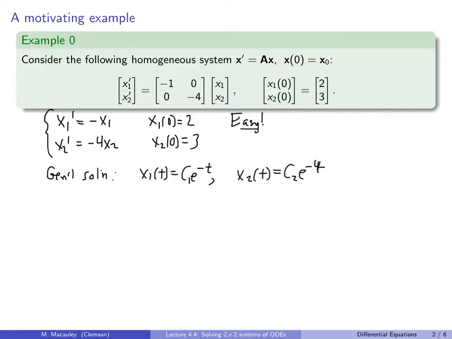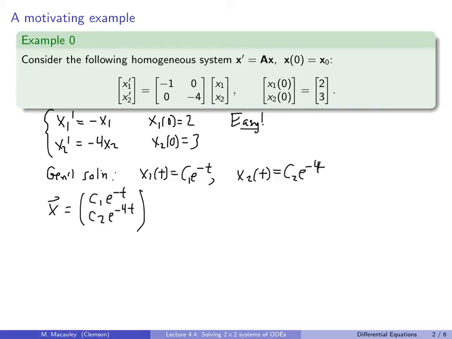That's just these two. But let me actually take a moment to write this back in vector notation. So in vector notation, x, of course, is this thing. So x is c1 e to the negative t on top, and c2 e to the negative 4t on the bottom. And sorry, that should be a 4t.